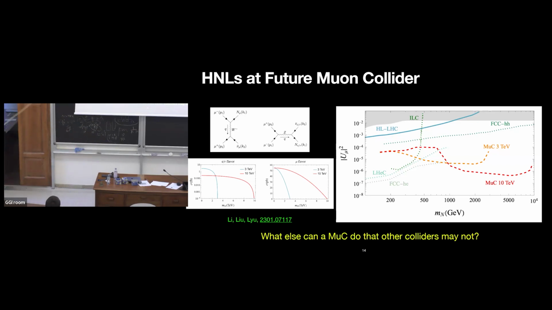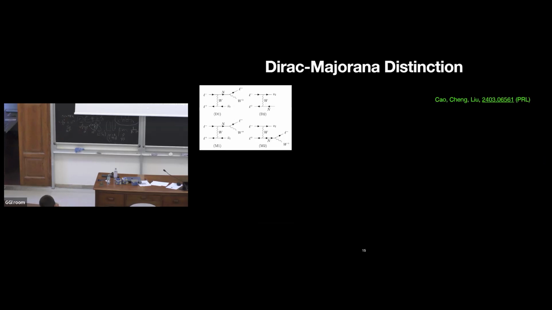All right. So in this conference, I heard a few times the question: what can a muon collider do that other colliders cannot do? So I looked for some examples, and I found one example involving HNLs, which only the muon collider could do, but other colliders may not be able to do. And that is the distinction between Dirac and Majorana for the HNLs. And the idea is very simple here.